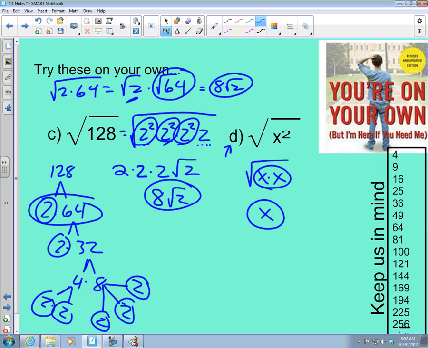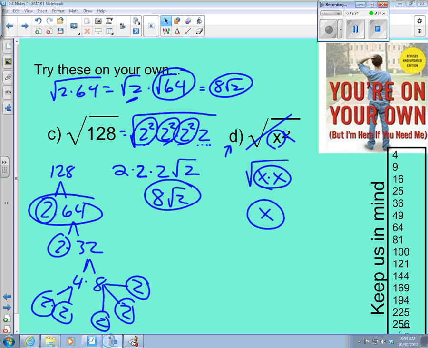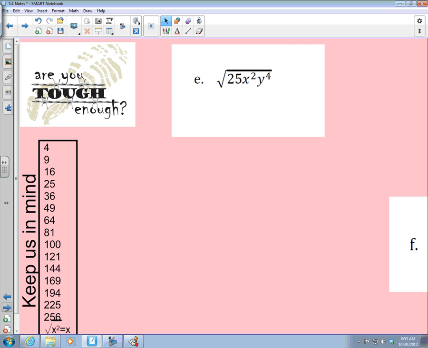Another way to look at it is this. The square root symbol and squaring something are inverse operations, so they basically cancel each other out. And all you're left with, once again, is an x. Okay, we got time for a couple more here.